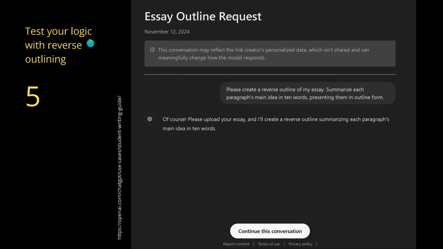Number 5, test your logic with a reverse outline. That's an interesting idea. You say, hey, create a reverse outline of my essay. Summarize each main paragraph's main idea in just 5 to 10 words, and present them in outline form. So you have a very good overview of how you build up the storyline in your technical report or in your communication.